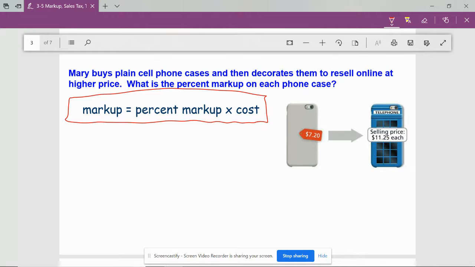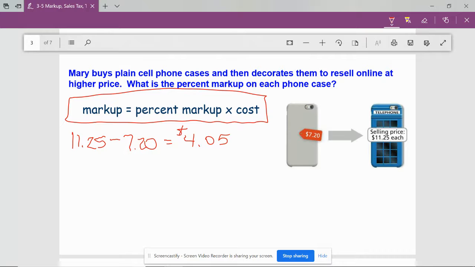So the first thing we need to do is find the markup. Our markup number is the difference between our buying price and our selling price. Our selling price is $11.25. And when we're talking about a difference, we are talking about subtracting. So we're going to subtract our buying price, $7.20, and we're going to get $4.05. So that is our markup, $4.05.